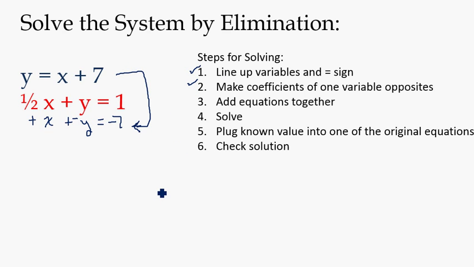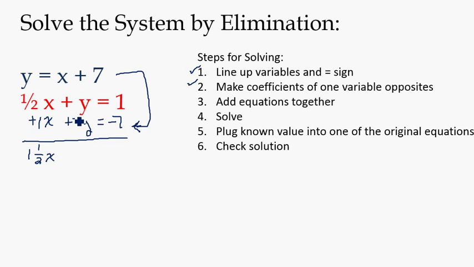What's the main reason we wanted to do that? Well, when we go to step 3, which is adding the equations together, one of the variables is going to drop out. If we add these equations together now, notice how they're all lined up. That's why we had to do step 1. We have 1/2 x plus x. Remember, this is 1x, so 1/2 x plus 1x would be 1 and 1/2 x.